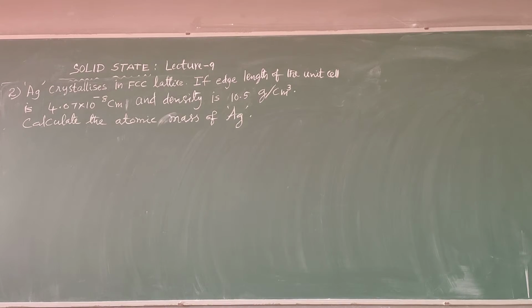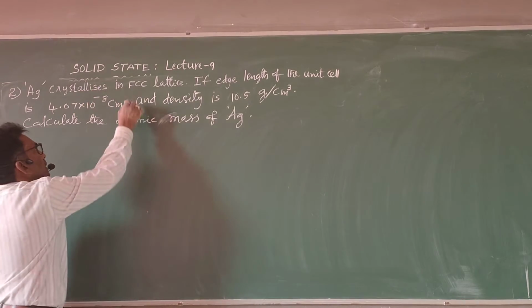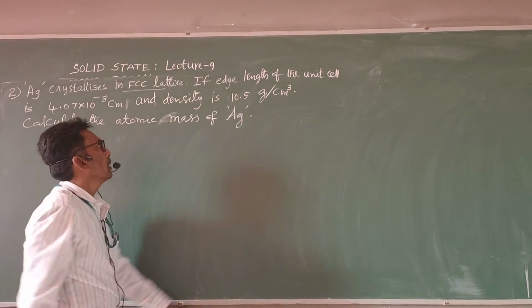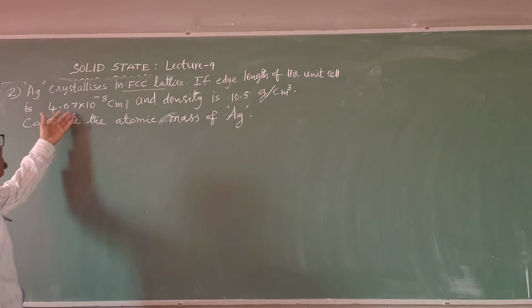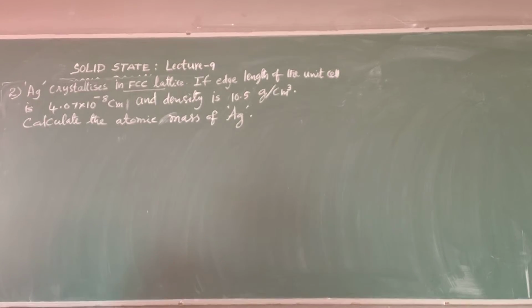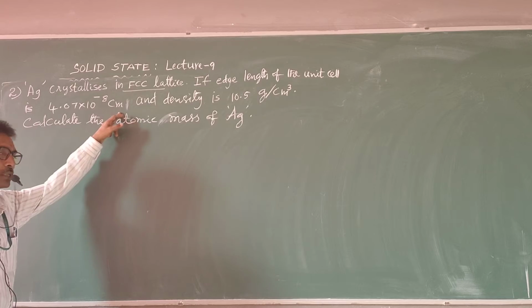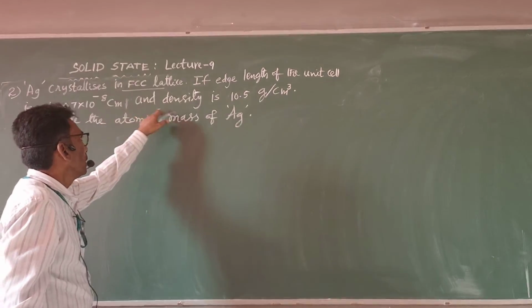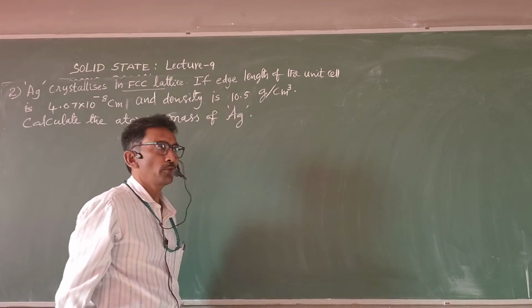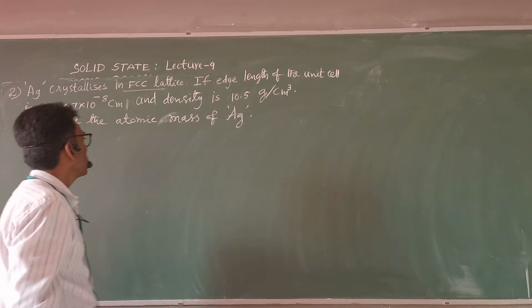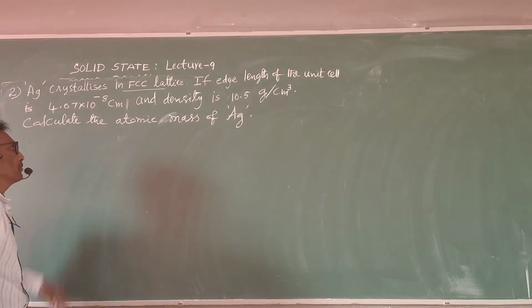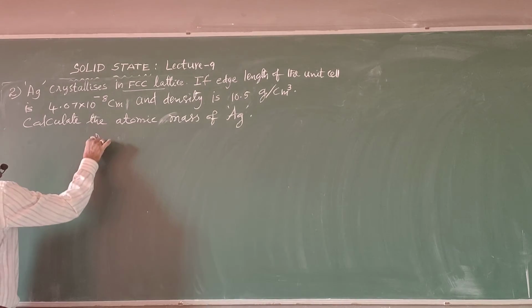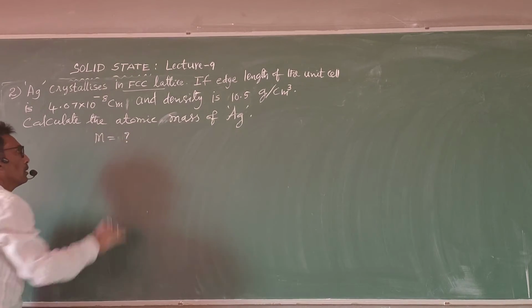Observe this problem. Silver crystallizes in an FCC lattice. If the edge length of the unit cell is 4.07 into 10 to the power of minus 8 centimeters and the density is 10.5 gram per centimeter cube, calculate the atomic mass of silver. Atomic mass of silver, question mark.